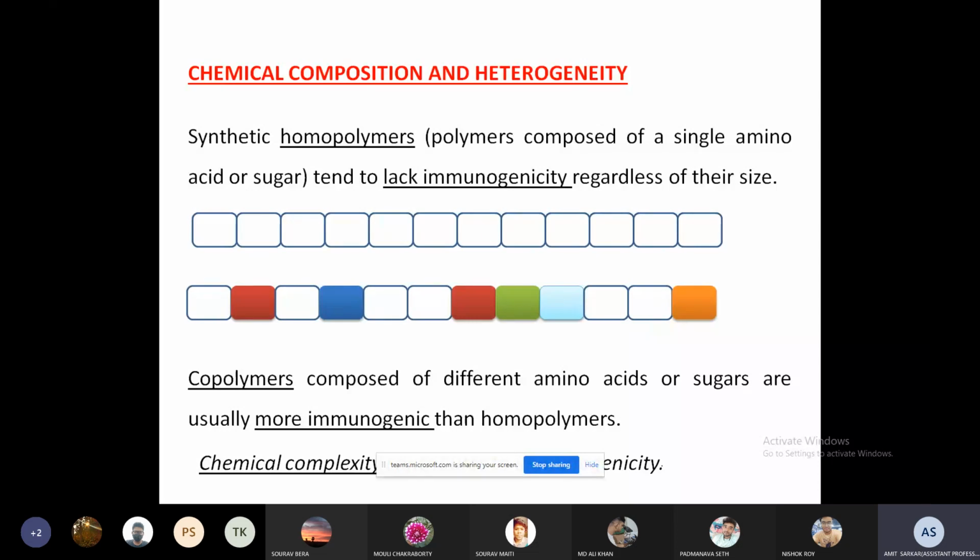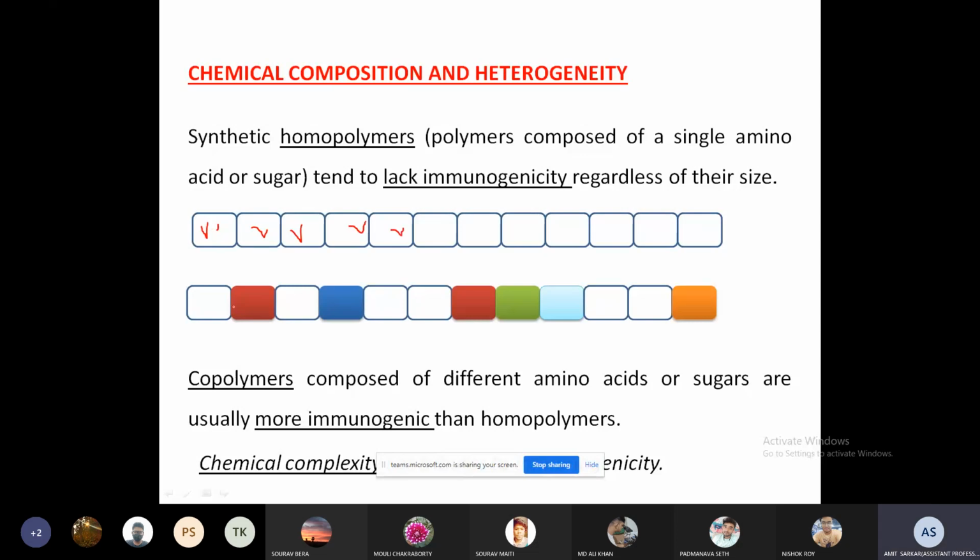But sometimes what happens, different types of sugar or protein molecules can come together and form a molecule. So if there is only one type of sugar or amino acid, then we are calling it homopolymer. Homo means same. So say for example here, you can imagine that all these amino acids are same. They call it valine. Valine is a type of amino acid, VAL. So all are valine. Okay. So this is a homopolymer.